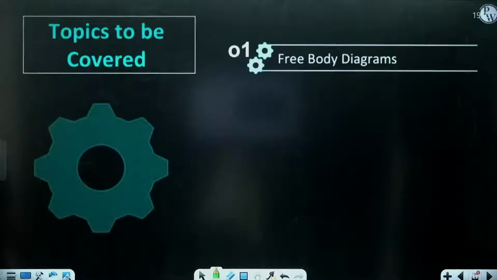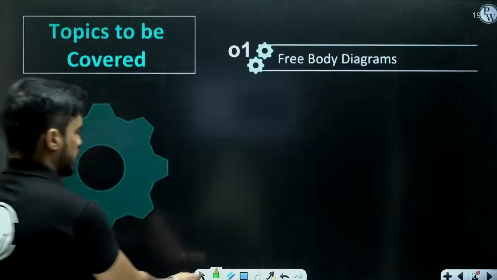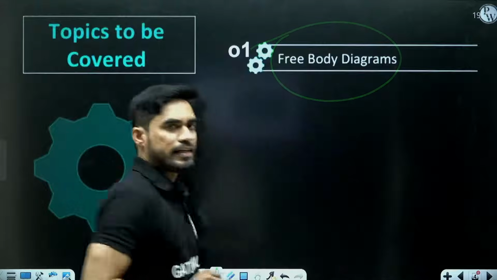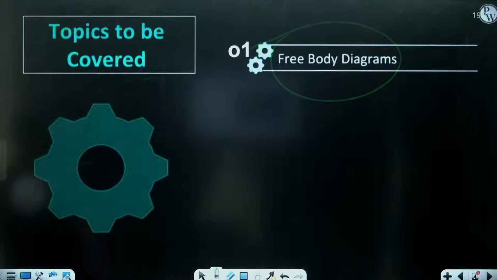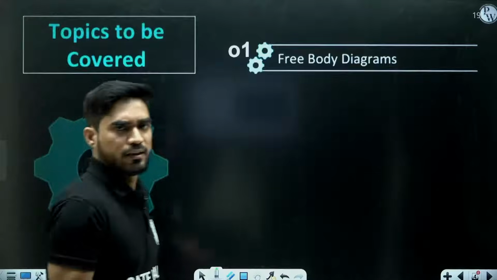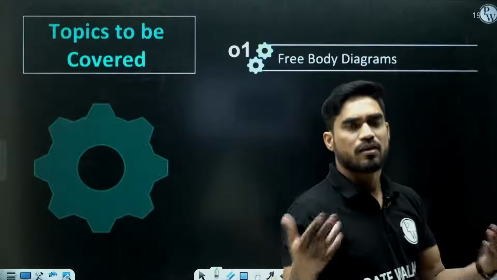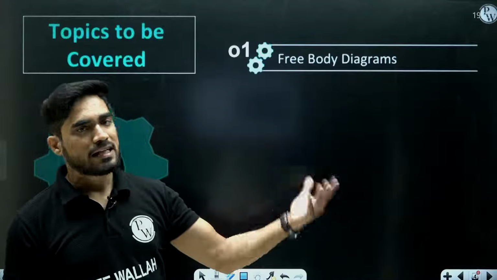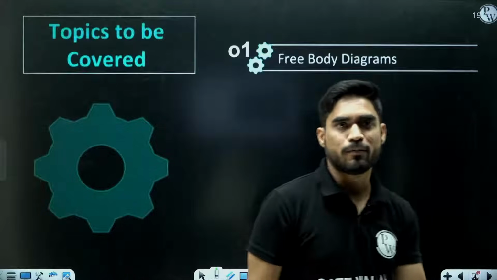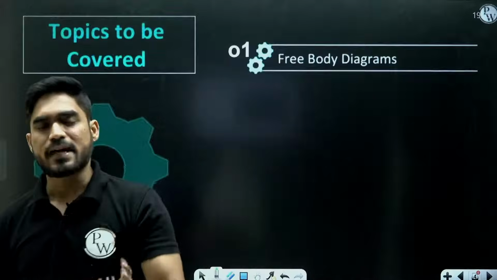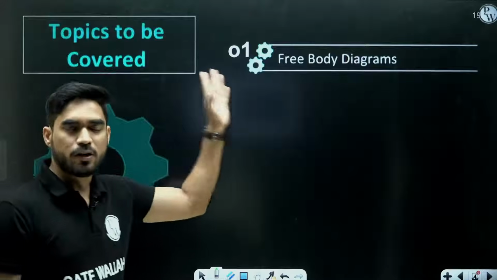So let's move on to the lecture. So today we are going to see the concept of free body diagram, and it is the first step in solving any problem of statics or kinetics. Okay, only in kinematics we don't consider forces, we only consider the motion of the body, we study about the motion of the body. So that is why in kinematics we don't draw free body diagrams, but in statics and kinetics the first step in solving any problem will be to draw the free body diagram.